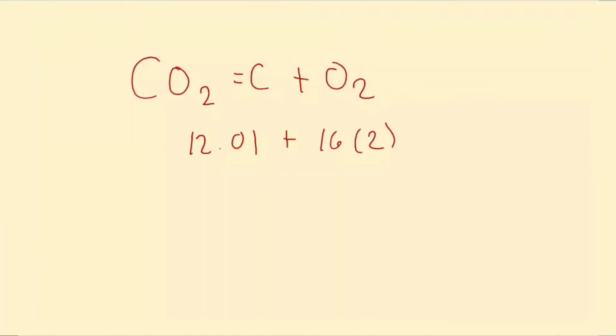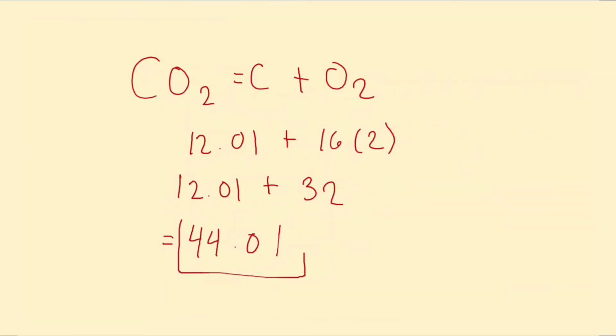Let's try CO2 as an example. CO2, or carbon dioxide, contains 1 carbon and 2 oxygen atoms. We'll just add their molar mass. The molar mass of carbon is 12.01 while oxygen has a molar mass of 16. Since there are 2 oxygen atoms, you will multiply its molar mass by 2 and then add them together. So it's going to be 12.01 plus 32. The answer is 44.01, and that is the molecular mass of carbon dioxide.